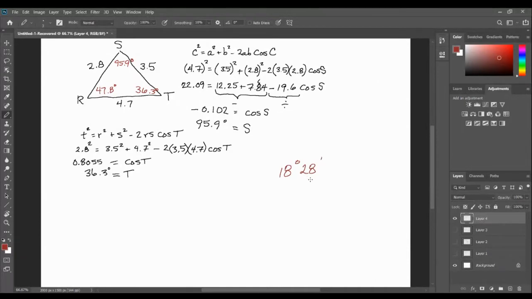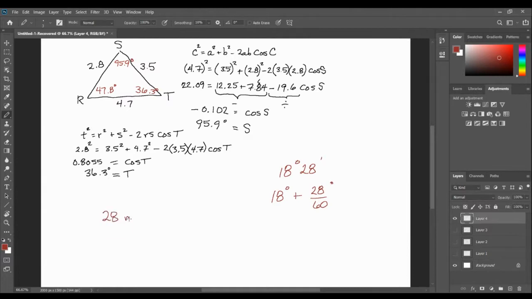So minutes, we know there are 60 minutes in a degree. And so I need to convert this. What I'm going to do is take that 18 degrees and add to that 28 divided by 60 degrees. Do a little dimensional analysis with that.